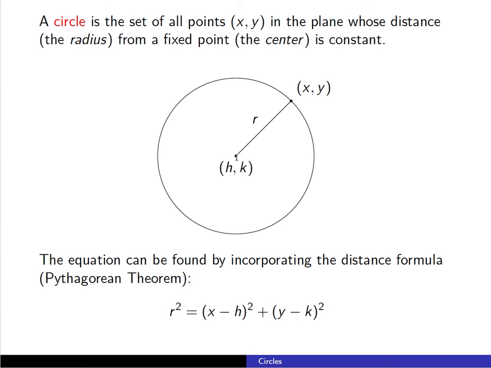So the equation can be found by incorporating the distance formula or just the Pythagorean theorem. We have the difference in x coordinates, x minus h squared, and then a difference in y coordinates, y minus k squared, like a squared plus b squared is c squared. So x minus h in parentheses squared plus y minus k in parentheses squared equals r squared, the radius squared.